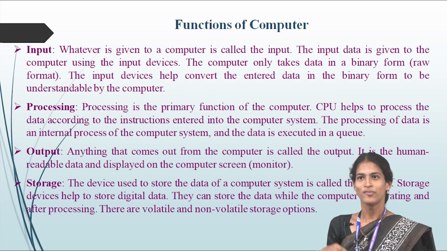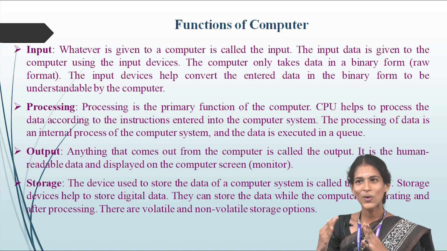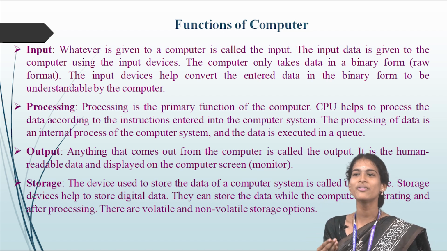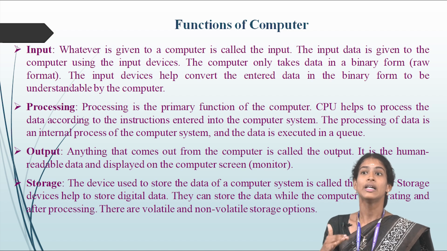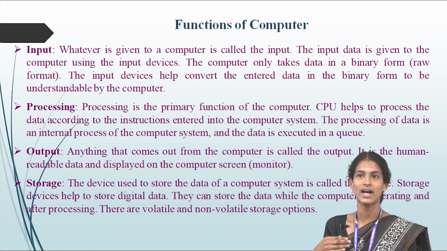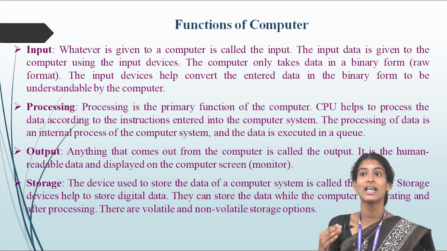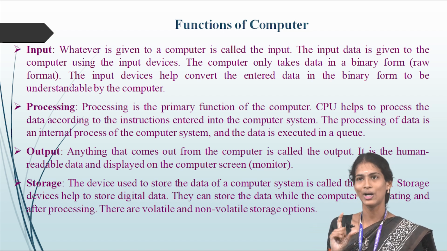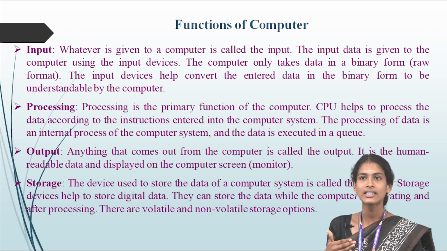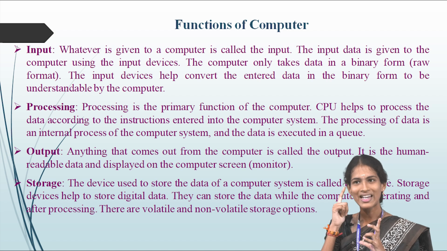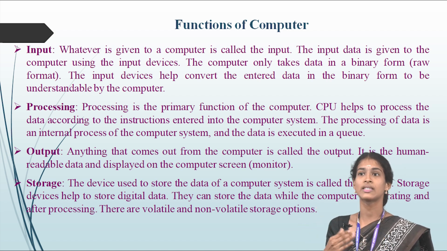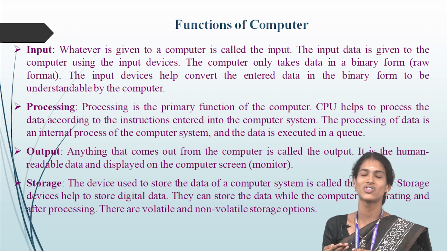The next topic, functions of a computer. There are two core functions of the computer. The first, input. Whatever is given to a computer is called input. The input data is given to the computer using an input device. The computer only takes data in binary form, that is, a raw format. The input devices help convert the data into binary form to be understandable by the computer. Data can be inputted in various forms such as letters, numbers, images, etc.